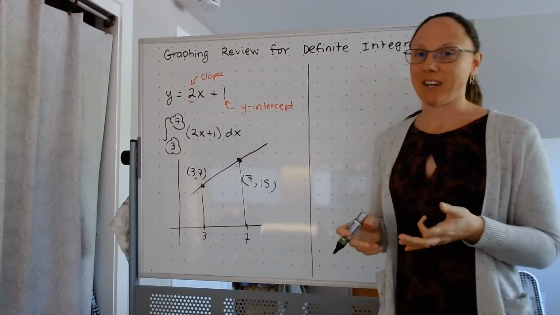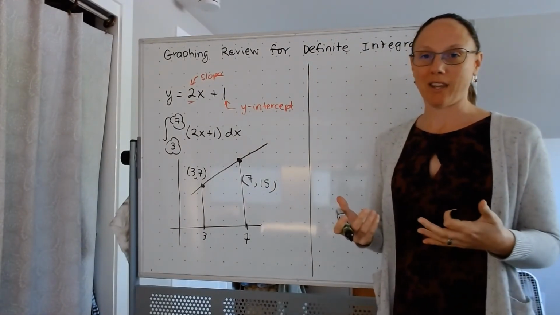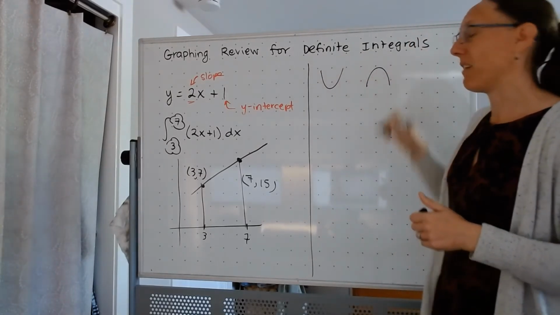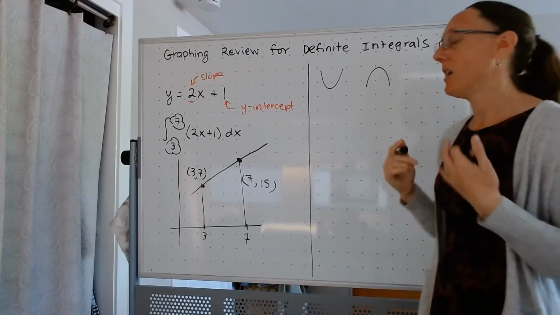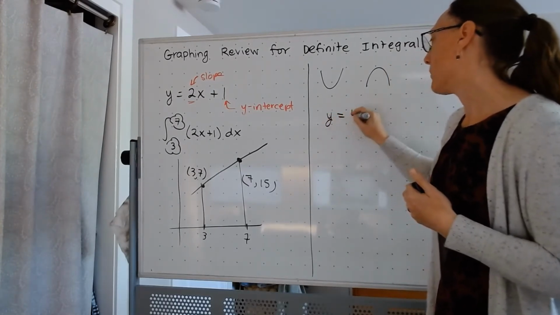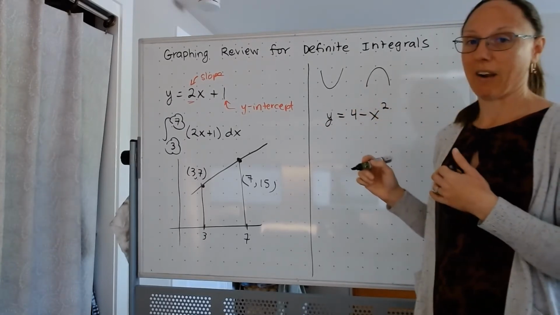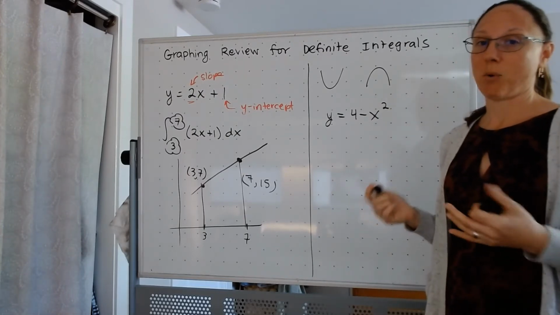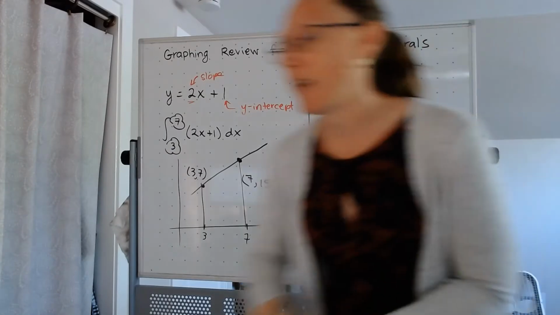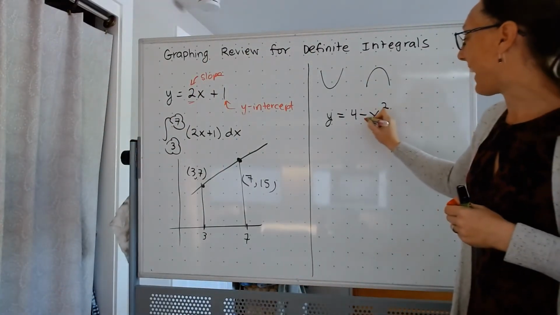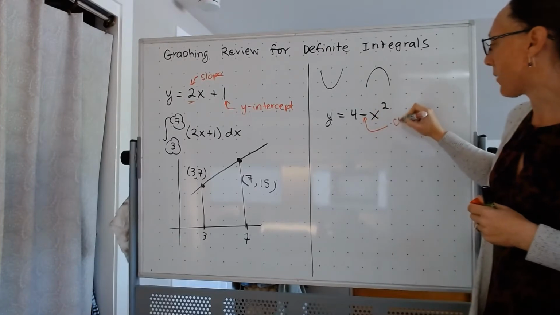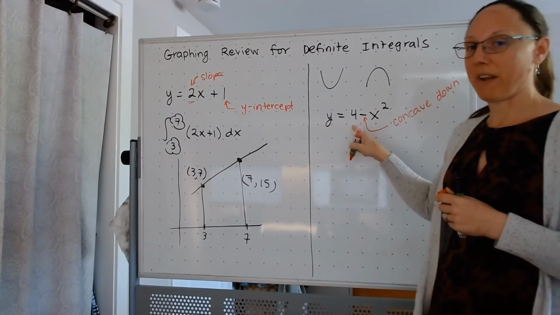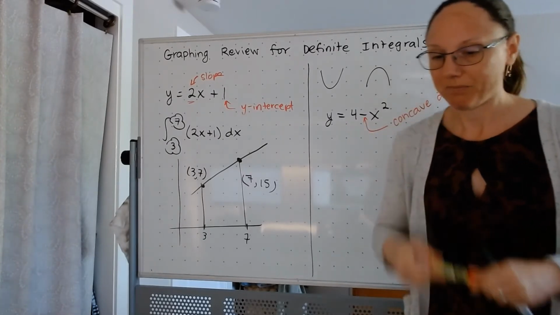In the context of definite integrals, really the 2 important things to note for parabolas are whether it's concave up or concave down, and then how it's shifted. So if I think about something like y equals 4 minus x squared, this is taking our standard, basic y equals x squared kind of parabola. The minus sign in front of the x squared, that negative coefficient, is telling me that this parabola is concave down. And that 4 out there is telling me that it's shifted up 4.